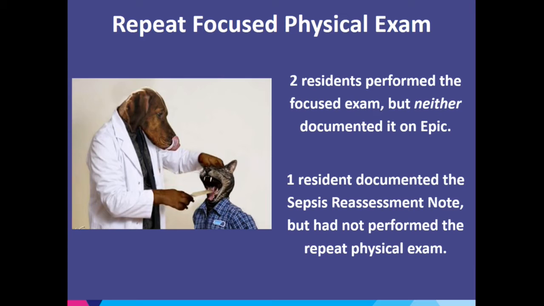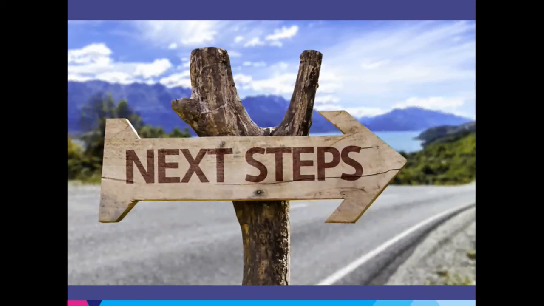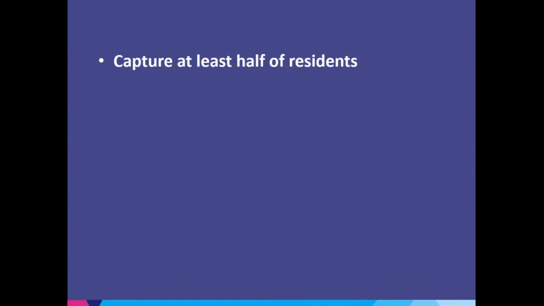And the other thing is, one resident did document a note, but she never did the physical exam. She was at the computer and she's like, oh, I know I need to do this, but she never went back to the patient to do the quick physical exam. So when it comes to ordering things, I think we're doing well, but documentation is an issue. The next steps for this, and there have been a lot of interventions at Sinai trying to figure out ways that we can increase our documentation rates, because we're only hitting it 30 to 40% of the time.